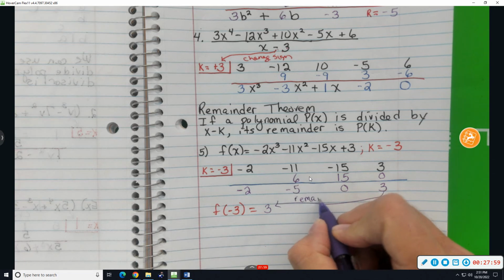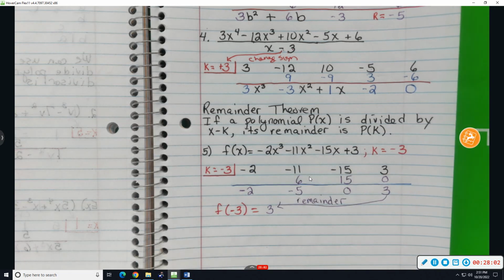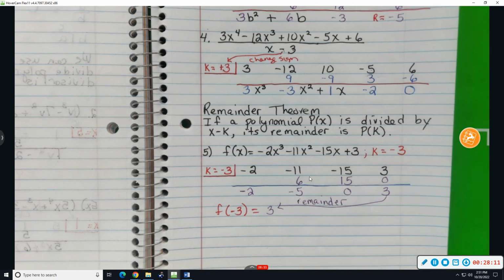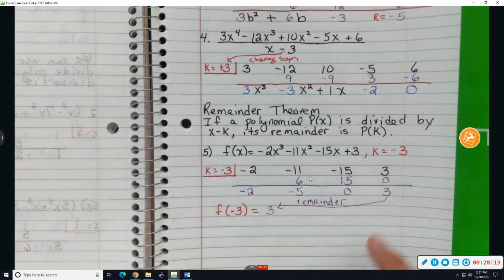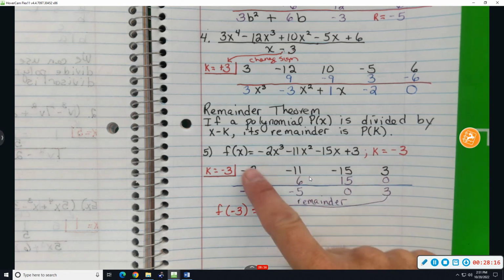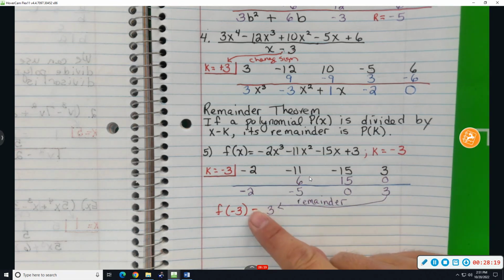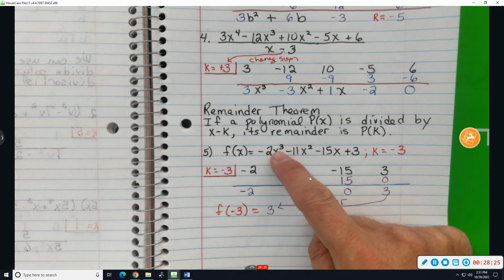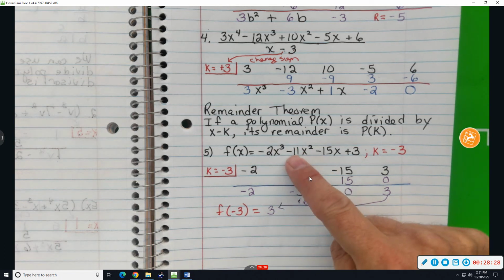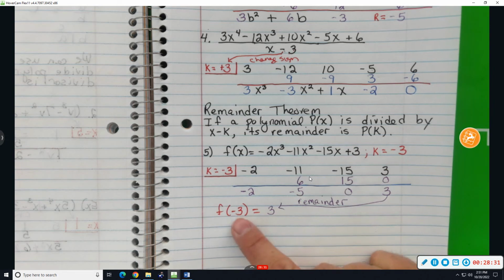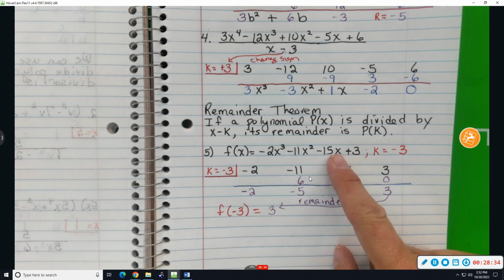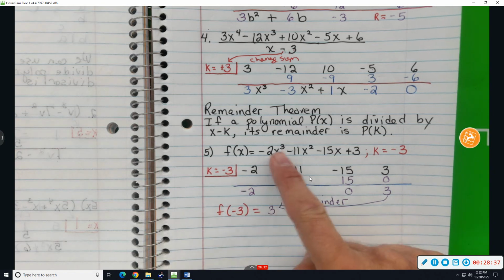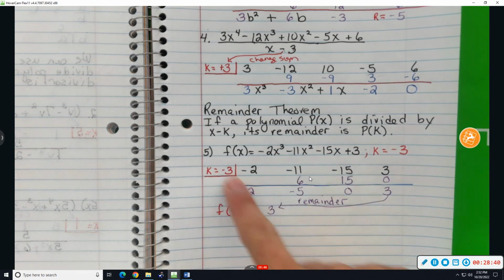If you got hold of an old algebra book, you'd see a lot more synthetic division than you do now, because when they had to plug in a messy number, they thought it was easier to just use synthetic division than to actually start plugging in: 3 times 3 times 3 times negative 2, negative 11 times 9, negative 15 times negative 3. So instead of plugging the number k in for x, just do the synthetic division.